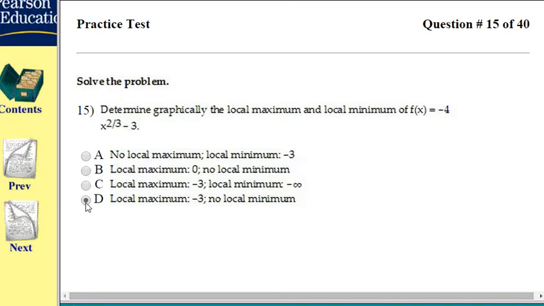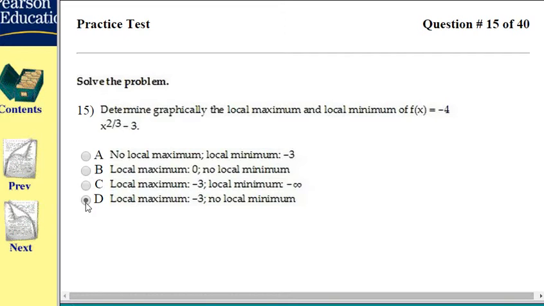Now, the minimum value y, it does approach infinity, but infinity isn't a number, right? So when we talk about local minimum, what we're really referring to is what is the y value at its lowest. Okay? So when we say what's a local minimum, we're talking about a point on the curve. Well, there isn't a point that has an infinity.